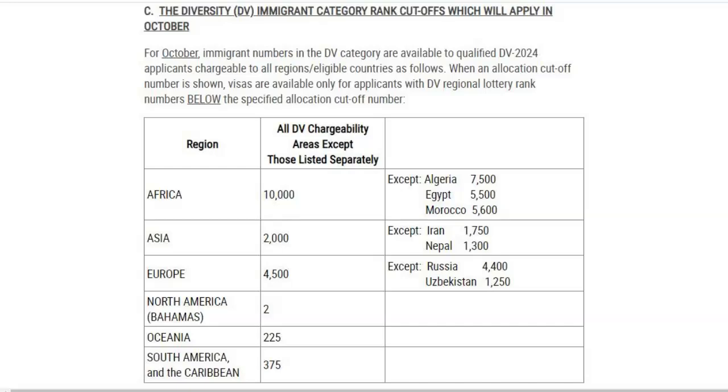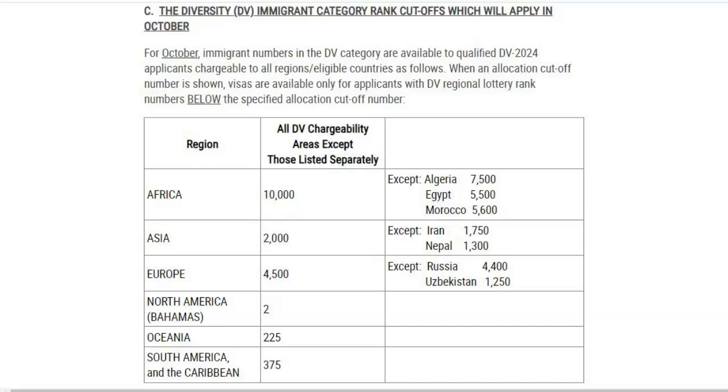This is the diversity visa section of the visa bulletin in question, and what we have in this section are the cutoff numbers that applied during the month of October in the DV 2024 program. These numbers indicate the lowest case numbers for the DV 2024 program. In other words, case numbers that fall below what you see in this section of the visa bulletin are the lowest case numbers for the different regions.